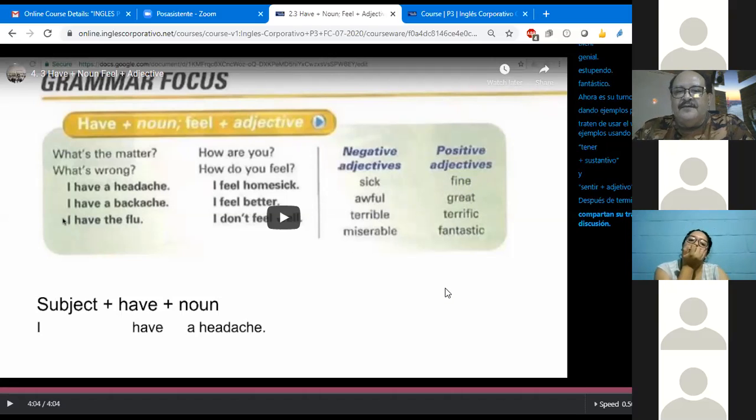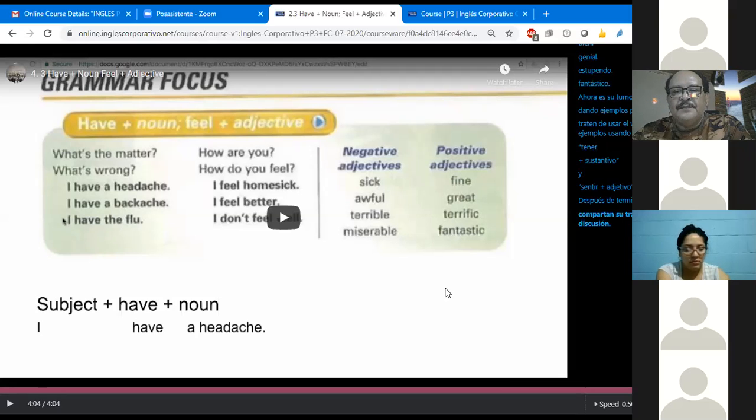How do you feel today? Oh, I feel fine. Even the way that we say it is more enthusiastic, right? More enthusiastic. And then you say, I feel fine. Okay.